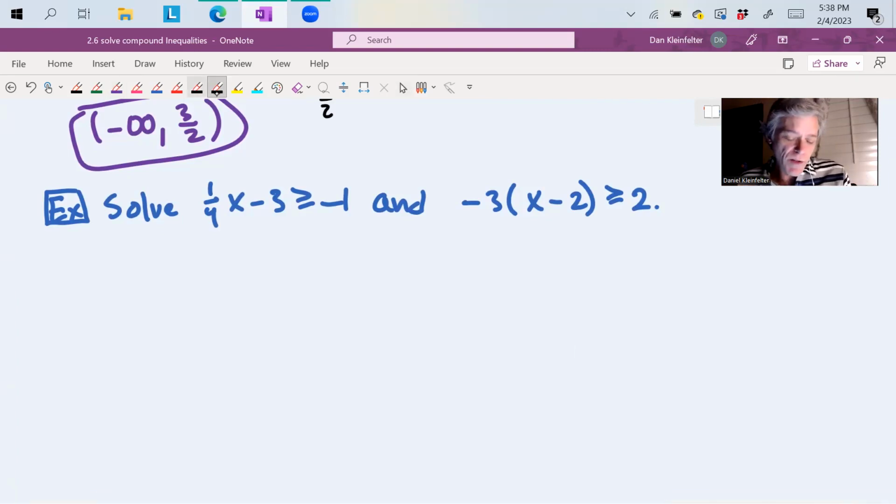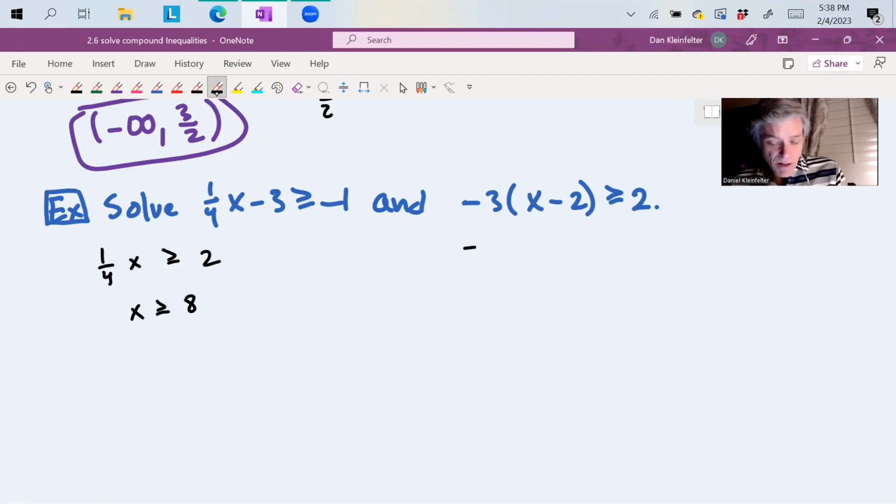All right, so for this one, I'm going to start with the inequality on the left. We have 1/4 x minus 3 is greater than or equal to -1. I'm going to add the 3 to both sides, and so that will end up being 2 on the right side. And then let's multiply both sides by 4. x will be greater than or equal to 8. Okay, let's just put that on hold for a moment.